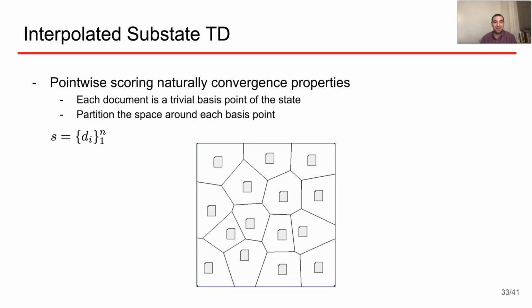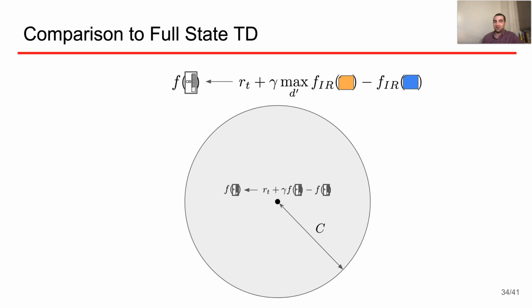If you think about it, if you make sure you visit every single document possible, you'll eventually capture the full state information. You'll eventually fill up this square. And that's the key thing. By doing this and making sure you visit enough documents, well, you'll converge to within a region C around the proper temporal difference learning. And this is what we refer to as interpolated substate temporal difference learning, ISS for short.